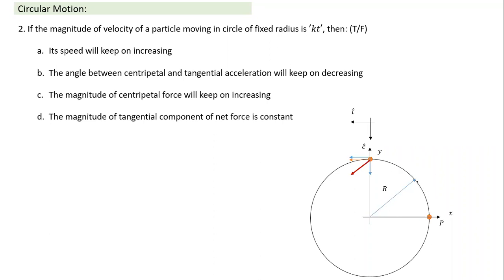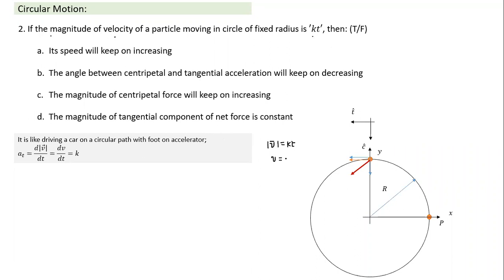As far as tangential motion is concerned, speed will remain the same as if it was moving on a straight path, but direction also is changing. The speed will keep on increasing. So let's understand, is that statement true or not? Let's understand, what is this giving? Magnitude of velocity of particle is equal to kt. So how do we write magnitude of velocity? Well, magnitude of velocity is kt. That's the magnitude of velocity, or if I write v without the bar, that's what is given.